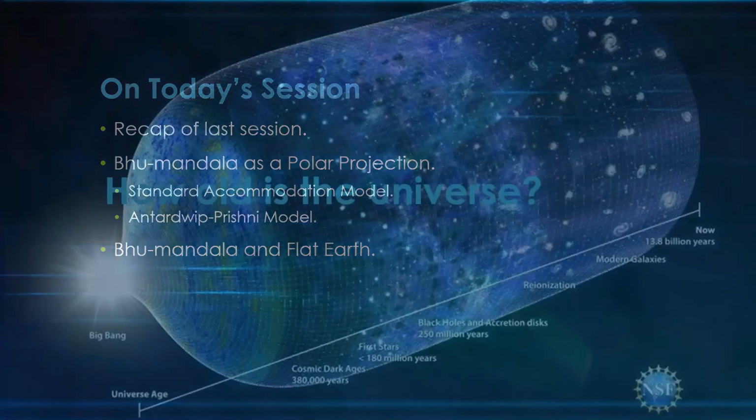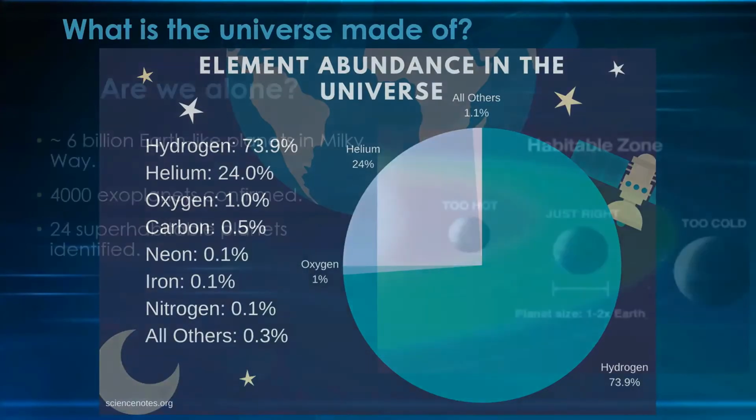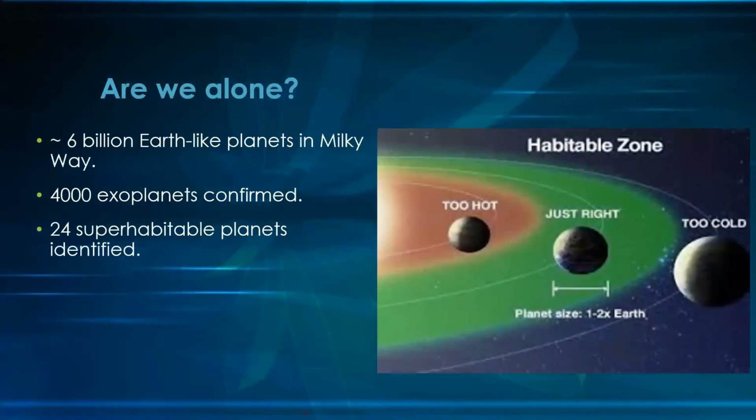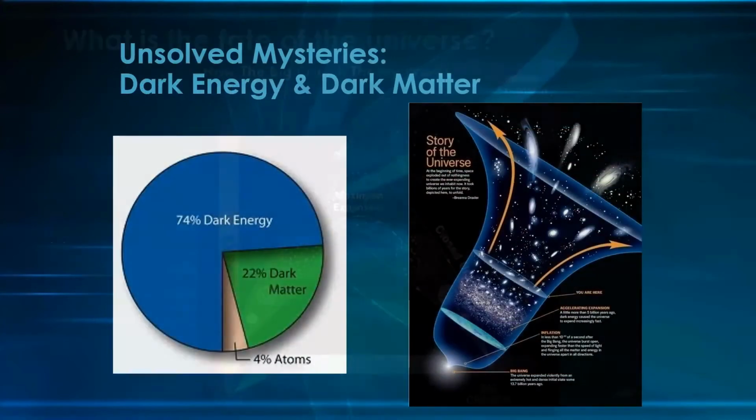So let's go through the slides from last time. We were looking at how the scientists have asked very important questions, such as how old is the universe, what is the universe made of, are we alone? And what we saw is that they have gotten very good understanding of some portions of these questions through their studies through the years. But there are also unsolved mysteries, such as dark matter and dark energy.